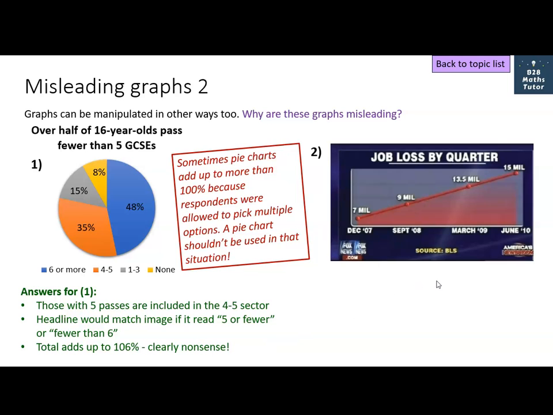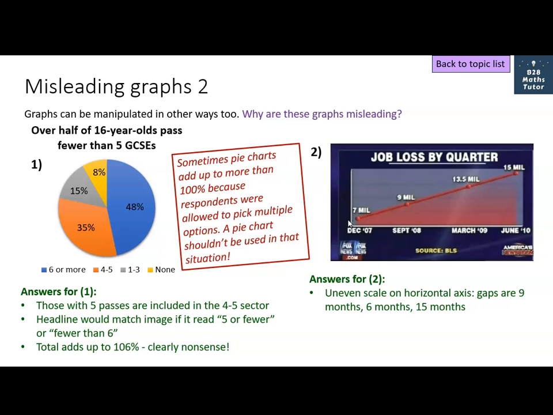For number 2, well, look at the scales. Let's start by looking at the horizontal axis. We're going from December 07 to September 08. That's 9 months. And then from September 08 to March 09, that's 6 months. So this gap is actually only 2/3 of this gap. And then from March 09 to June 10 is 15 months. So this gap is the same as this one and this one put together. But it certainly doesn't look like that, does it?